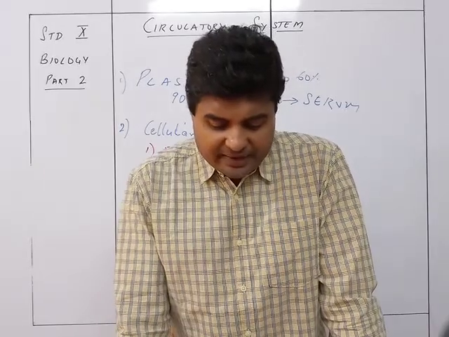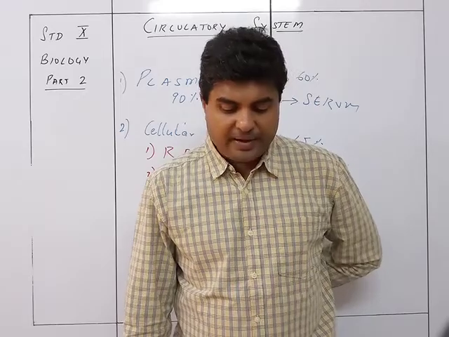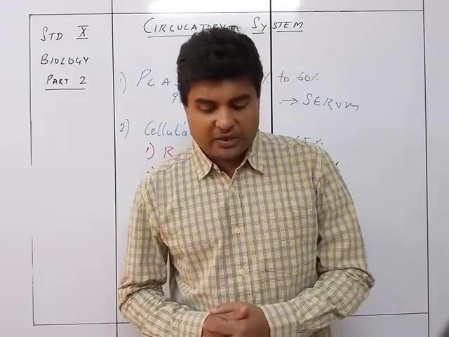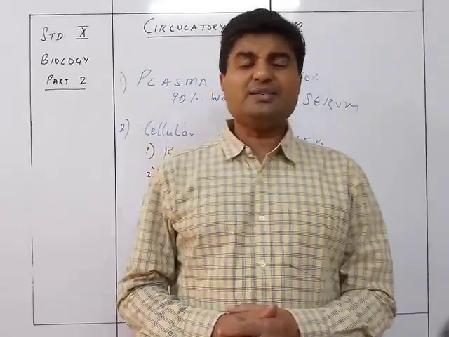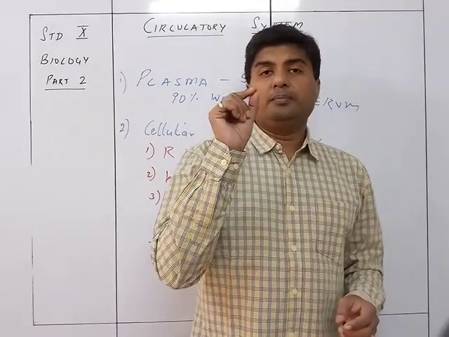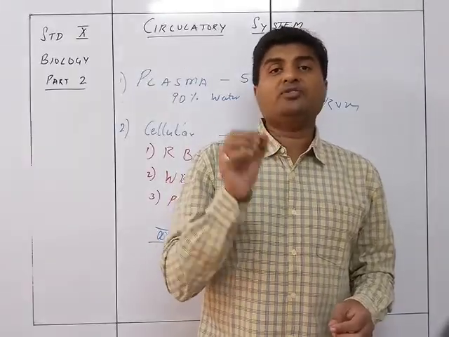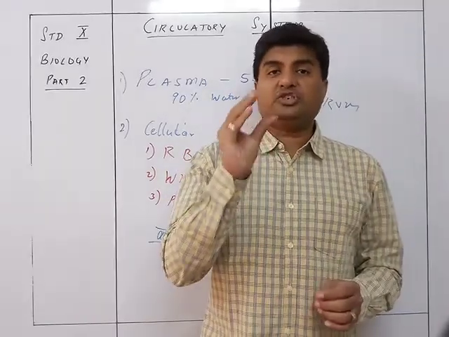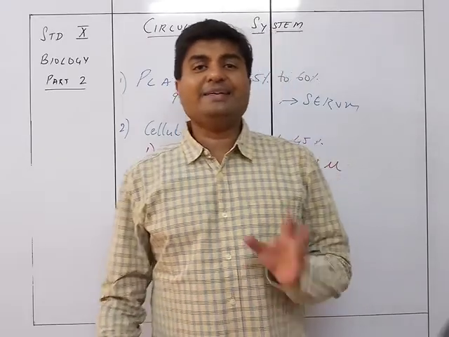The mature RBCs, red blood cells, have no nuclei, but when they are being produced, they have one. As they mature, the nuclei are lost, that is, they become enucleated. So this is very important. When the RBC is first generated, at that time it has a nucleus. But once it matures, the nucleus automatically disintegrates and it becomes enucleated.